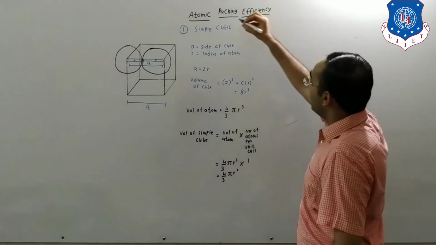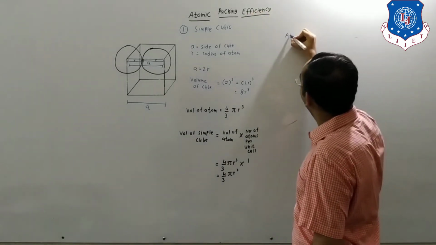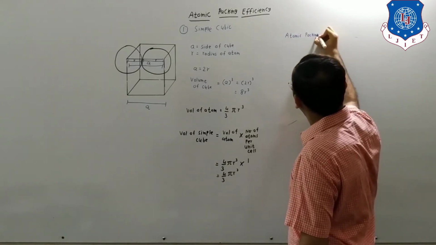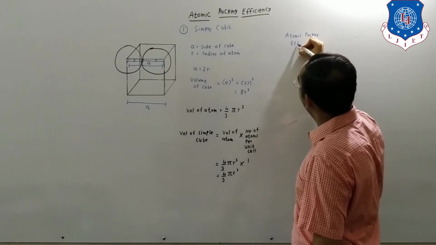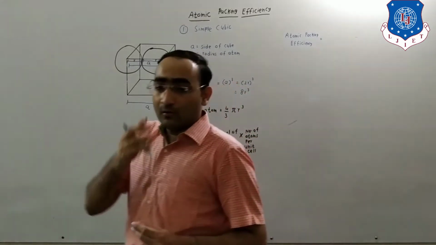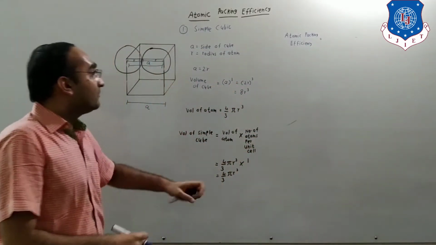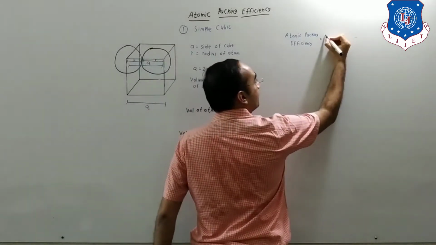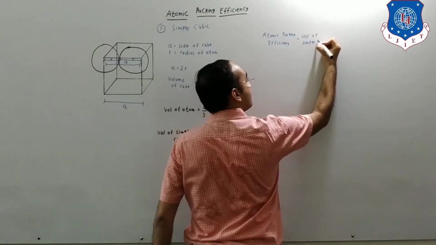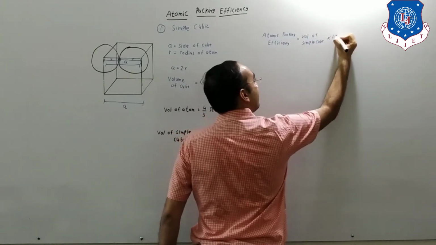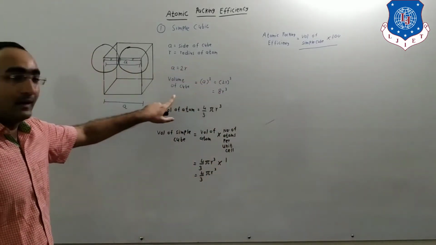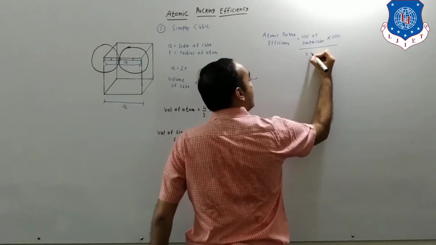Now we want to find the atomic packing efficiency. Atomic packing efficiency will be equal to the volume of the simple cubic multiplied by 100 and divided by the volume of the cube.